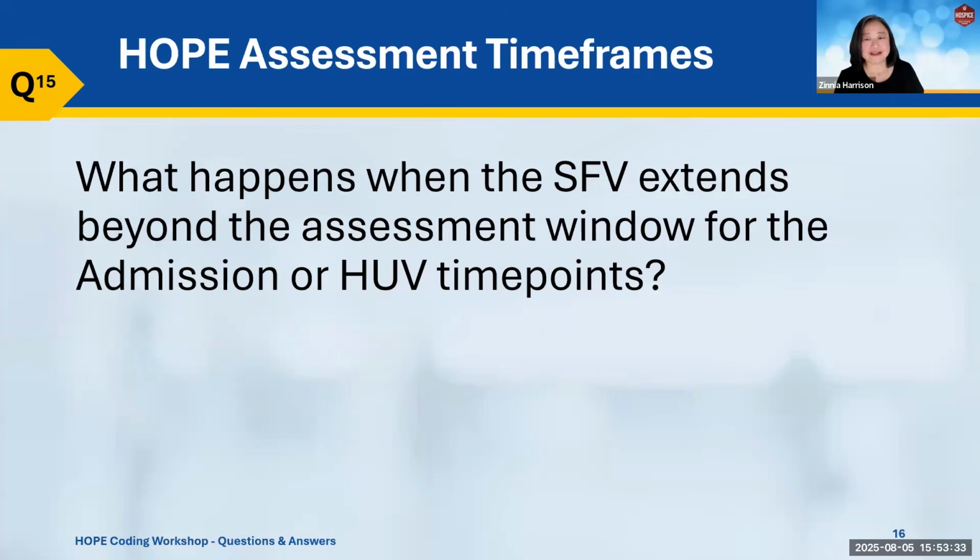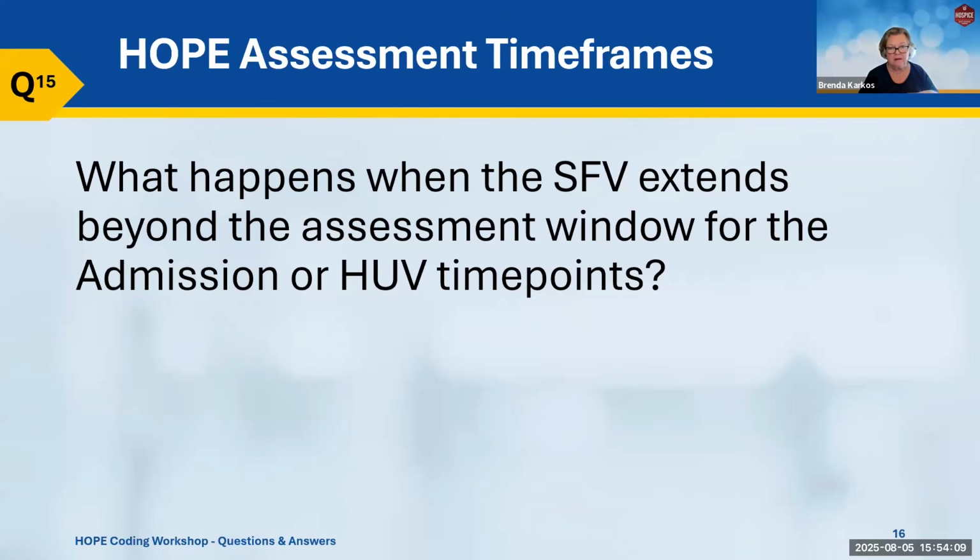Okay, Brenda, I'm going to ask you this one. What happens when the SFV extends beyond the assessment window for the admission or HUV time points? Sure. We did mention, depending on the timing and the responses to the symptom impact item, the SFV could stretch beyond those specified times of 0 to 5 days, and for the HUV on or between days 6 and 15, for example, since the clinician still has 2 days to conduct that follow-up visit.